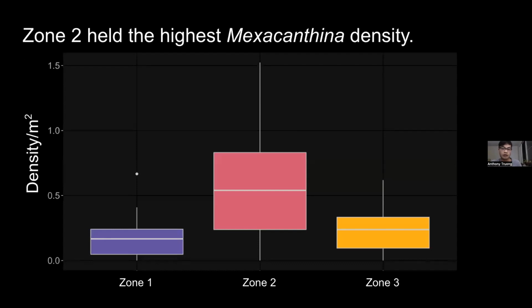For the first part, we found that zone 2 had the greatest density of Mexican thyna, whereas zones 1 and 3 were a bit more comparable to one another than to zone 2. What that tells me is that human presence doesn't have too big of an effect on Mexican thyna, because if that were the case, then zone 3 would probably be closer to zone 2 or even higher because of how few humans actually make it out to that area of the intertidal. And it also tells me that zone 2, because it's structurally distinct from zones 1 and 3, might play some form of preference for Mexican thyna.